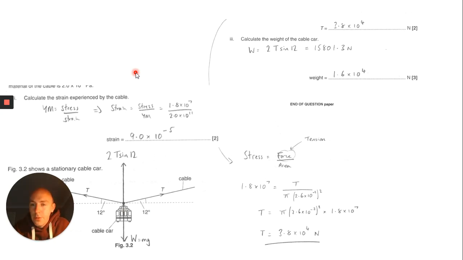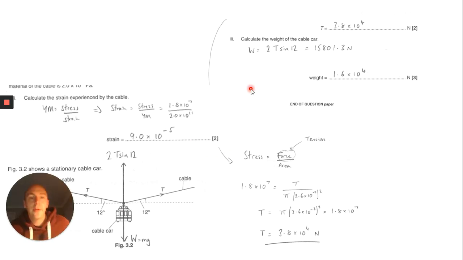The first part of this, I'm trying to remember which order this went in. I think it must be this. So the stress over the strain is the Young modulus. To work out the strain, we're given the Young modulus and the stress in the question. So stress over Young modulus, the strain is 9 times 10 to the minus 5. No units because it's extension over length, meters over meters, and they cancel each other out.